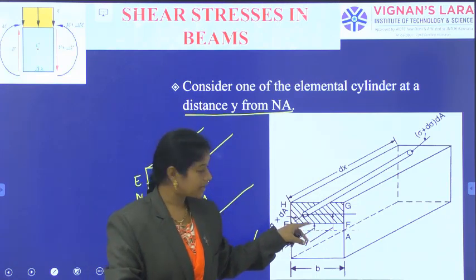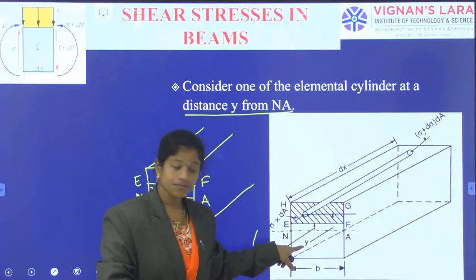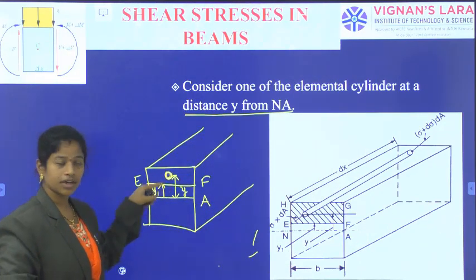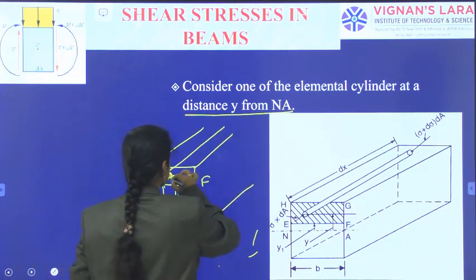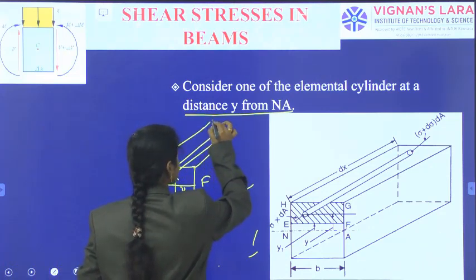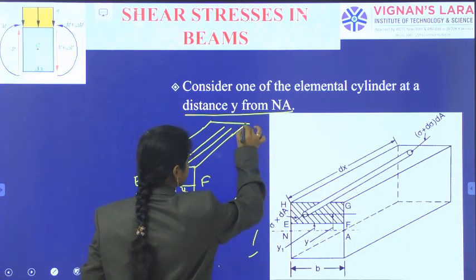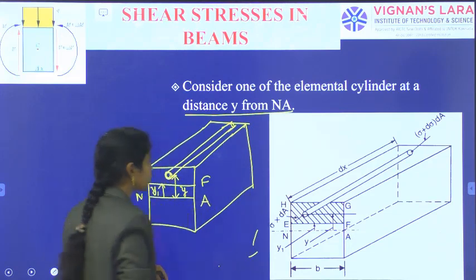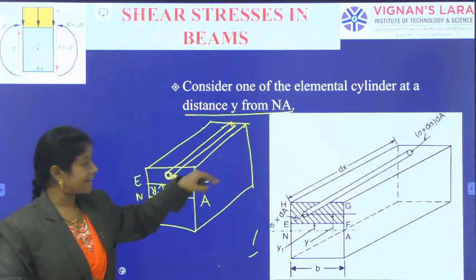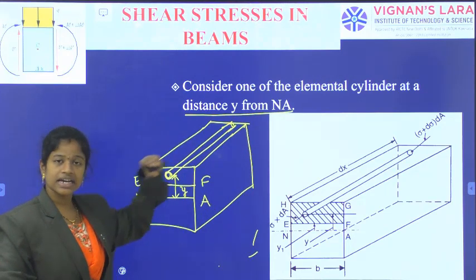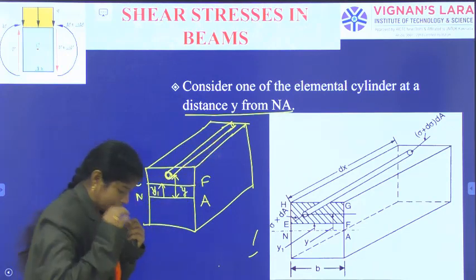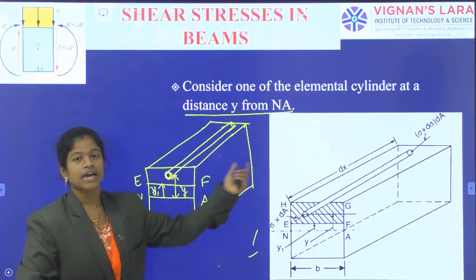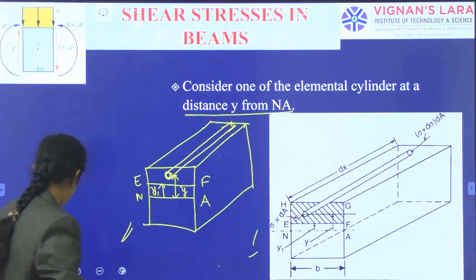That cylindrical element is at a distance y from the neutral axis. Okay, so that cylindrical element is at a distance y from the neutral axis. If we consider that cylindrical element, it is indicated like that. This cylindrical element is continued. A number of cylindrical elements were there, and in those I am considering one such element.